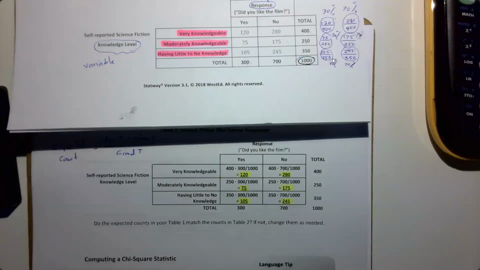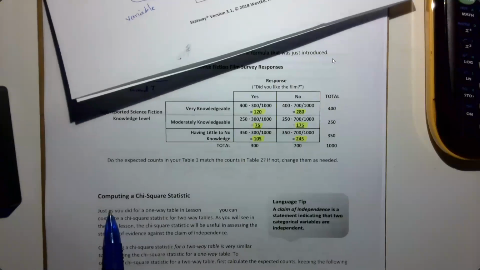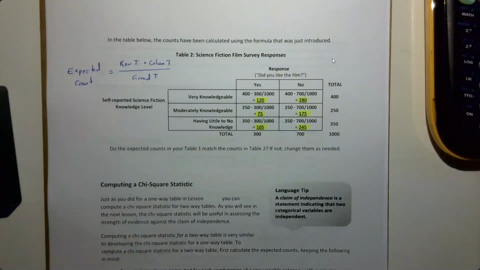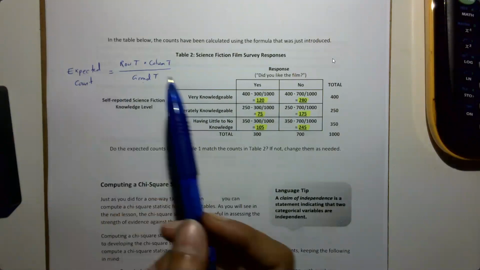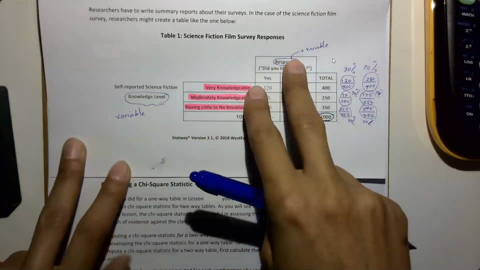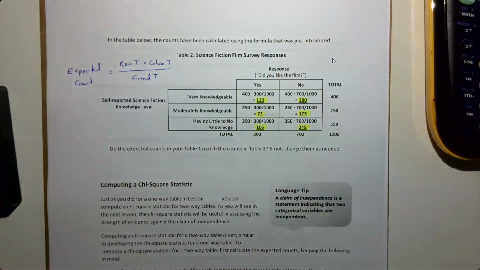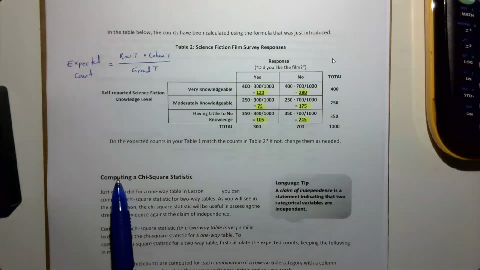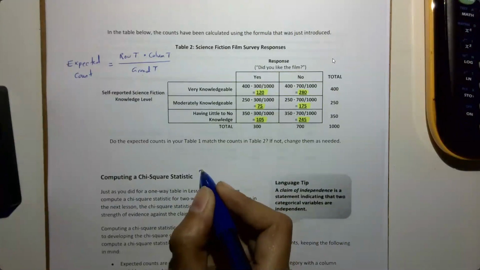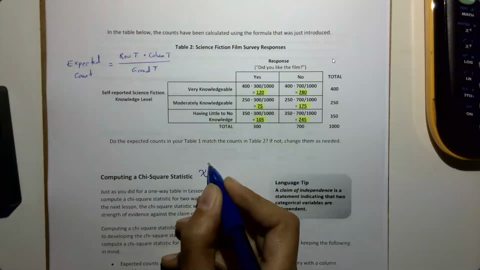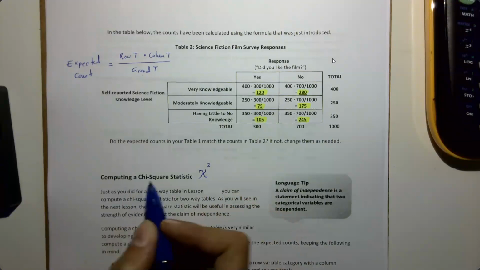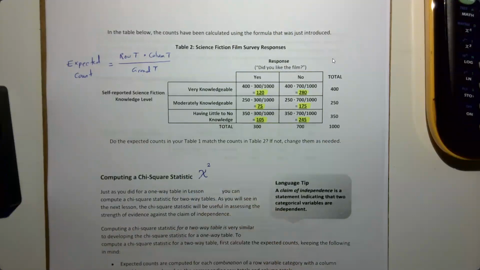Very well. So how do we compute a chi-squared statistic? What did we do? We calculated expected count for each of these cells based on the information that was given to us. Now we're interested in calculating something new, computing a chi-square statistic. Remember that chi-square is denoted x to the power 2. This is the chi-square statistic.